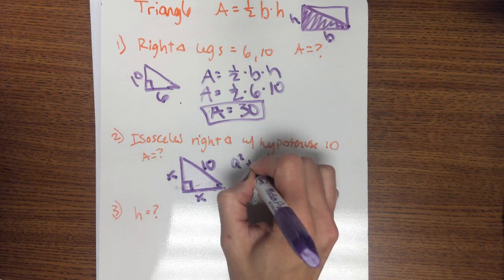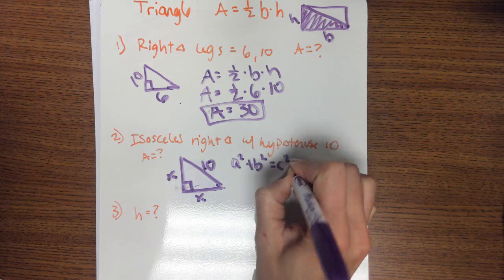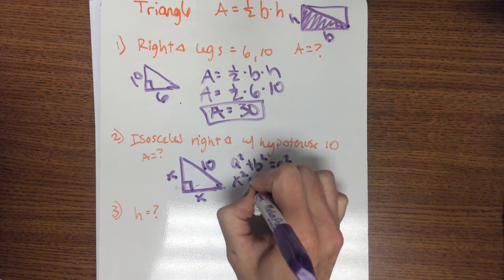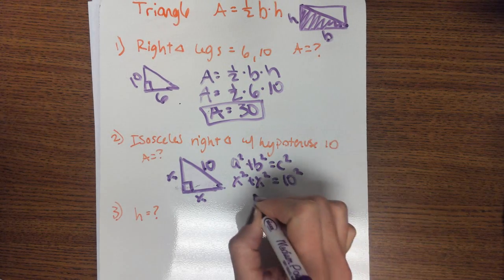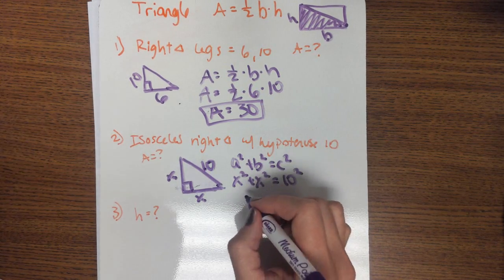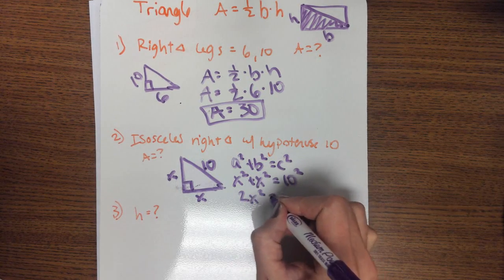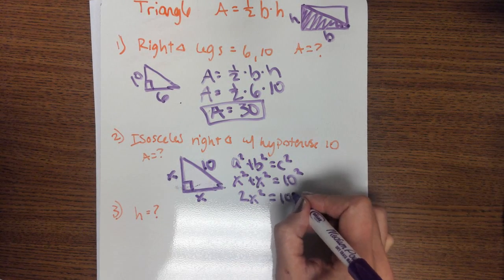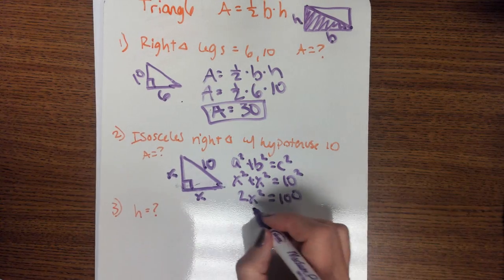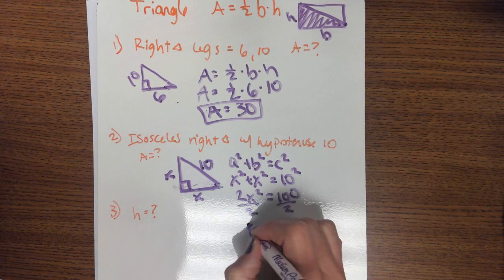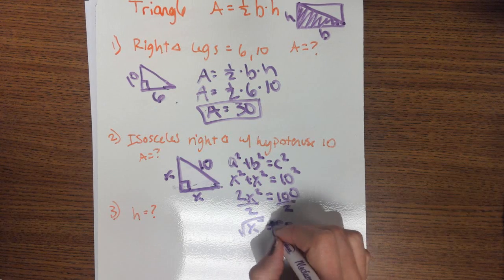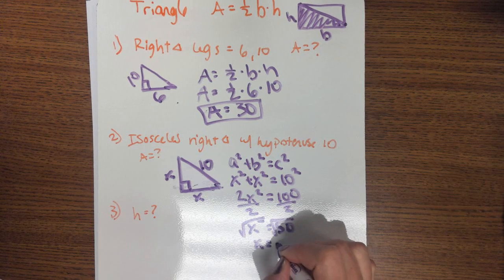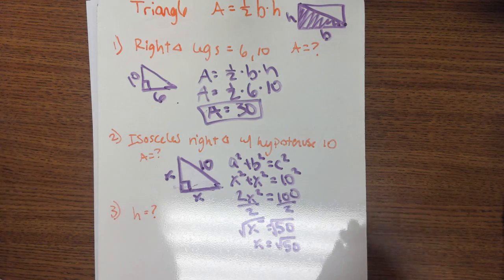So now we're going to have to use Pythagorean. So a squared plus b squared is c squared. A is x, b is also x, and c is 10. So how many x squareds do I have here? I have 2 of those x squareds. 10 squared is 100. We're solving for x, remember, so we'll divide by 2. X squared is 50. Take the square root, so x is square root of 50.